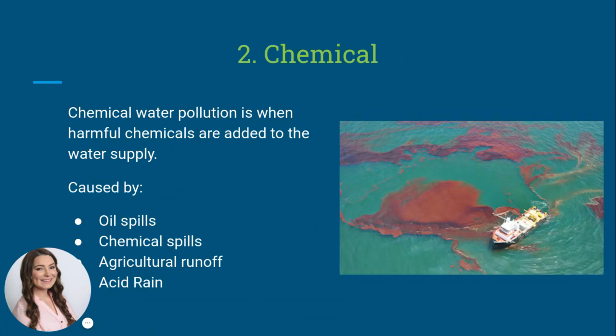Chemical water pollution is when harmful chemicals are added to the water supply. For example, oil spills, chemical spills, agricultural runoff such as pesticides, herbicides, and fertilizers, and acid rain. Keep in mind, acid rain is not exactly like you see in movies and TV shows. Most acid rain has the same acidity as tomato juice and far less than lemons. So acid rain isn't going to be enough to burn your skin, but is enough to damage the facades of buildings, change the pH of bodies of water, and harm plants. We will dive deeper into the cause of acid rain in our human impact on air video.